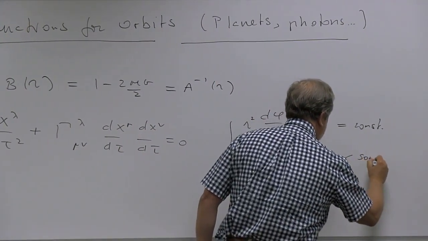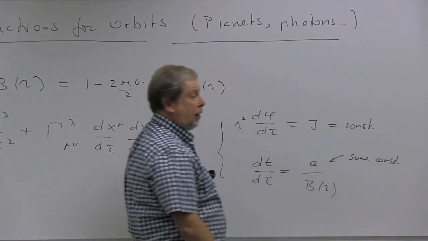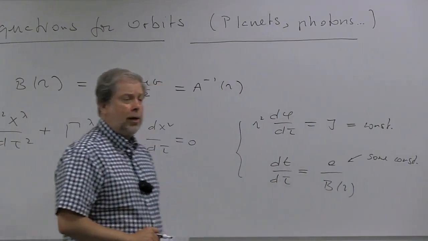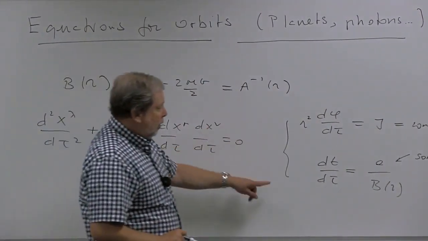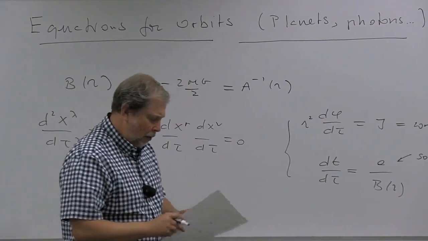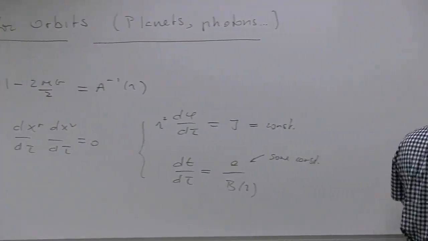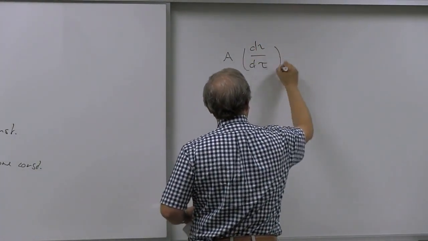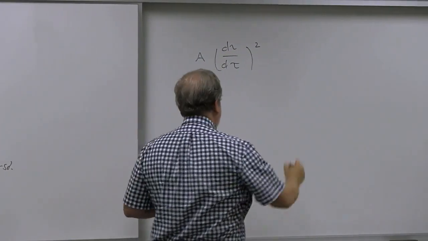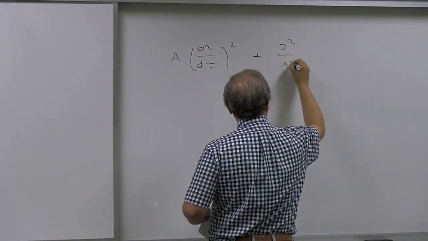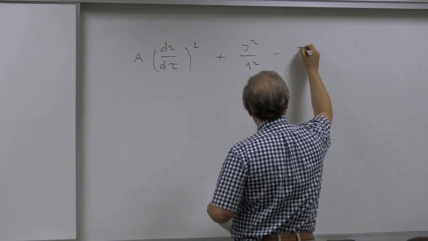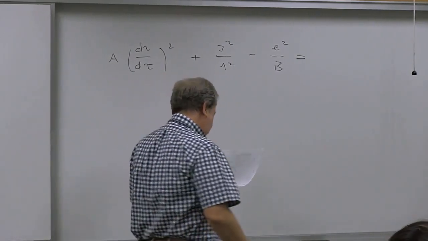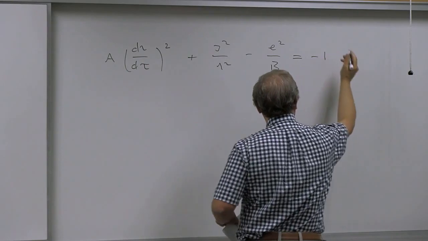So this is some constant again, and it would be too restrictive to take this constant E equal to 1, so we just write it in this way. With these two integrals of the motion, we are then left with the remaining equation, which is the one for the r component: A times dr by d tau, squared, plus j squared over r squared, minus E squared over B is equal to some constant, which we take to be minus 1.